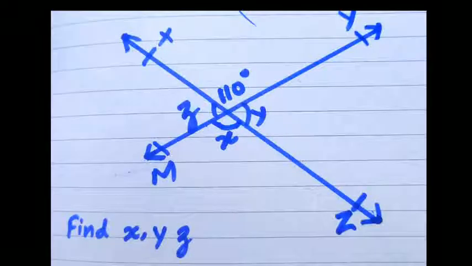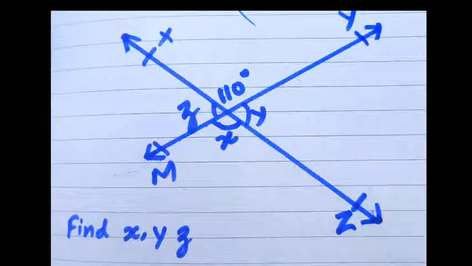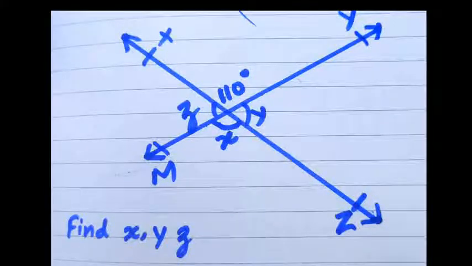Hello children, in this video we are going to see the problems. Now in the first one we see that two lines XZ and YN intersect each other. Therefore the angles Y, X, Z and 110 would be called vertically opposite angles. Now 110 is vertically opposite to X, and vertically opposite angles, as we know, are equal. Therefore X equals 110 degrees.